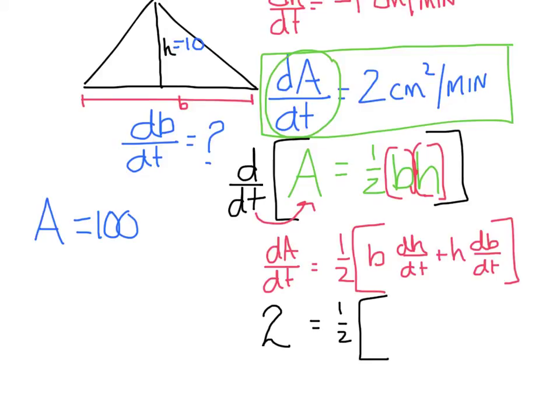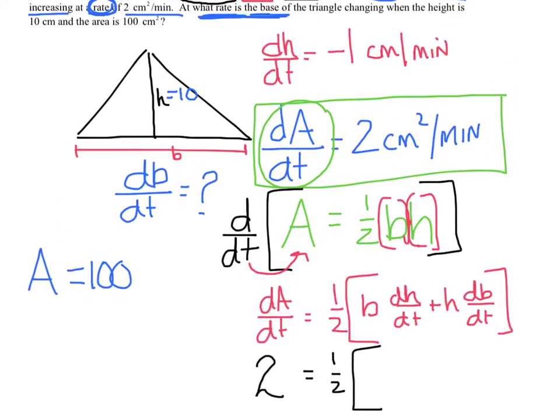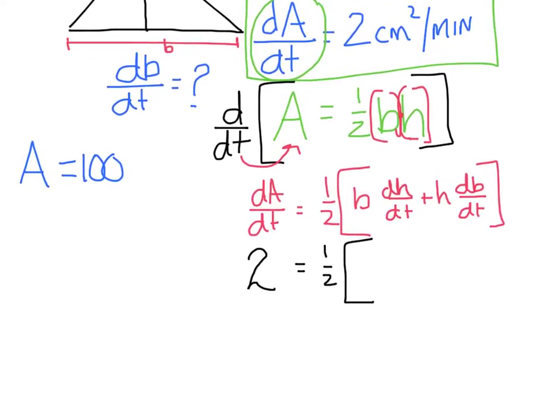Do I currently know the base? Well, I would say no. dH/dt is -1. They gave us that up here, -1 centimeters per second. So I'm going to leave a blank here. I don't know what that is, but I know this is -1. The height they told us is 10, and they told us we're finding dB/dt.